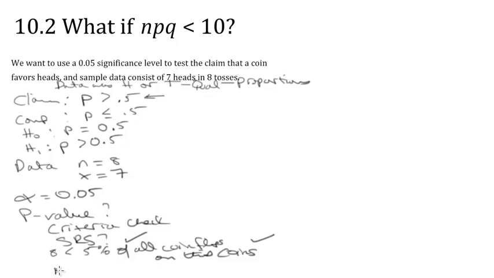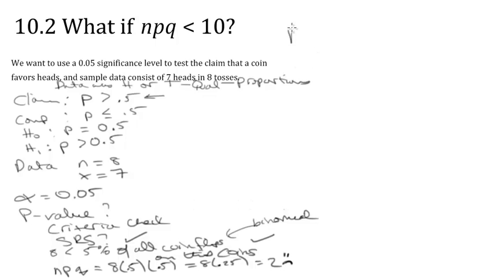So lastly, my NPQ, is that greater than or equal to 10? And here's what I've got. N is 8, P is 0.5, Q is 0.5. So in other words, what's 8 times 0.25, which I can actually tell you without reaching for my calculator, is 2. I did not meet criteria. But because I have independence here, I get to still say my distribution is binomial. But instead of reaching for my calculator, I'm going to have to think about this puppy.